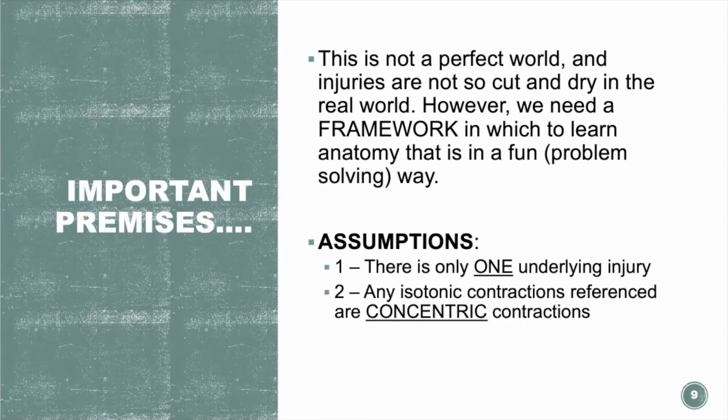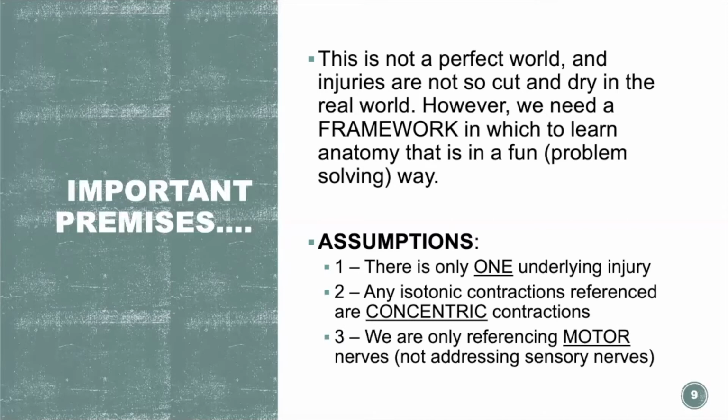Two, any isotonic contractions, so any contractions that have movement on them that are referenced are concentric contractions. So ones where the muscle is shortening when the two points of origin come together. So these are always going to be framed in the world of concentric contractions, not eccentric, not why the muscle is lengthening, but why the muscle is shortening during that contraction.